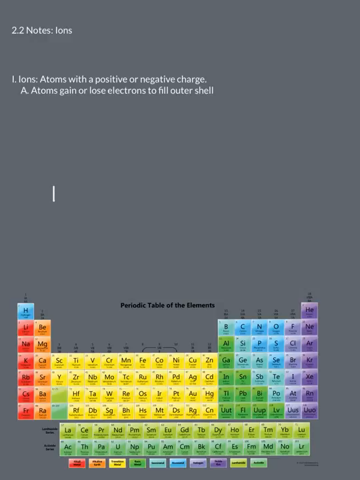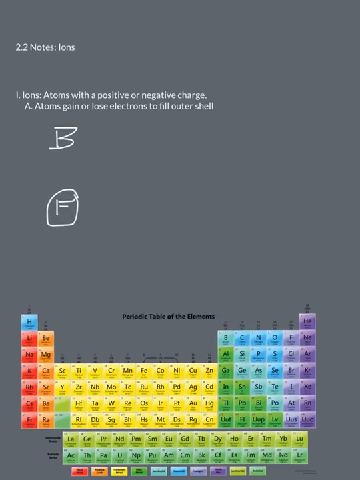Another example, fluorine. So fluorine starts with an atomic number of 9. It has an atomic mass of 19. And so it's going to have 2 shells, because again, it's right here. And there's going to be 2 in the first, and now 7 in the second shell. It's still not full.